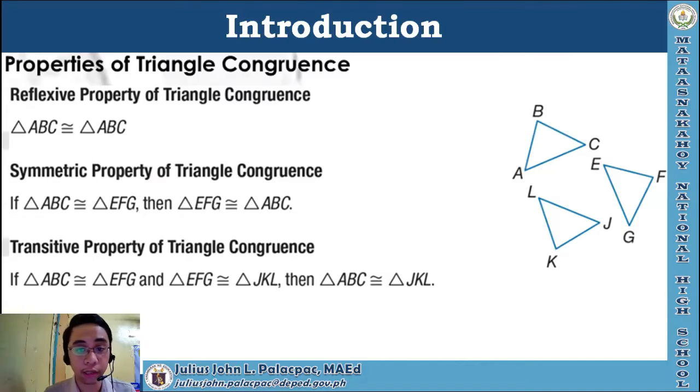Reflexive property of triangle congruence. Yun naman, kapag pinag-uusapan natin na isang triangle. Sabihin, yung triangle ABC is congruent to triangle ABC. Kapag symmetric property, dalawang triangle na yon, triangle ABC is congruent to triangle EFG, then we can also say that triangle EFG is congruent to triangle ABC. Kapag transitive property of triangle congruence, tatlong triangle pinag-usapan natin. If triangle ABC is congruent to triangle EFG, yung EFG is congruent to triangle JKL, so we can say that triangle ABC is congruent to triangle JKL.